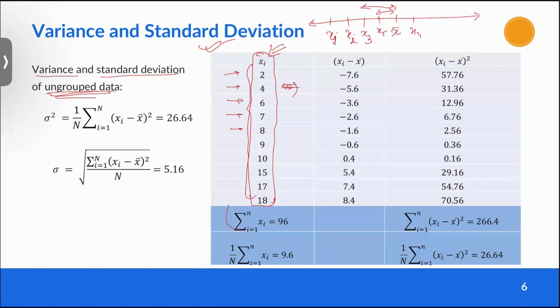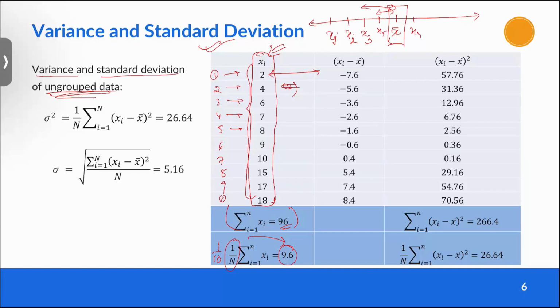We have calculated the sum of this data, which comes out to be 96, and we have 10 data points here: 1, 2, 3, 4, 5, 6, 7, 8, 9, and 10. So we'll divide by 10 to get the mean. This is 1 by 10 times 96, and we get 9.6 as the mean of the data. Now for calculating the deviations, we'll do each data point minus the mean.